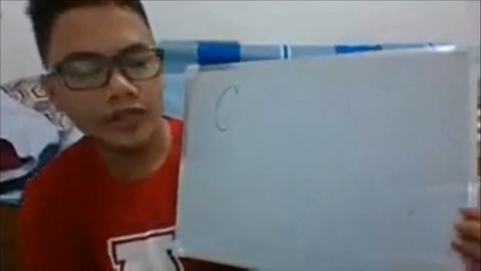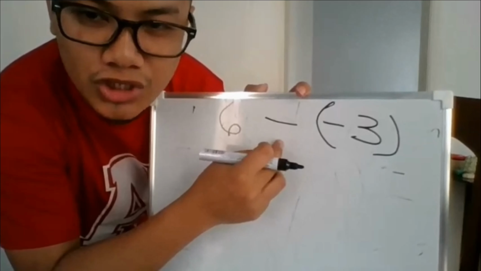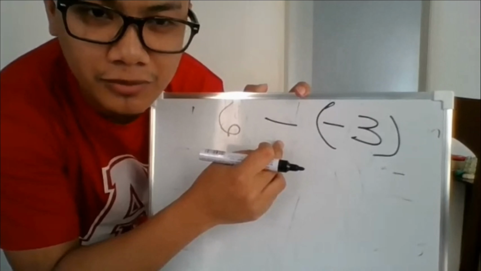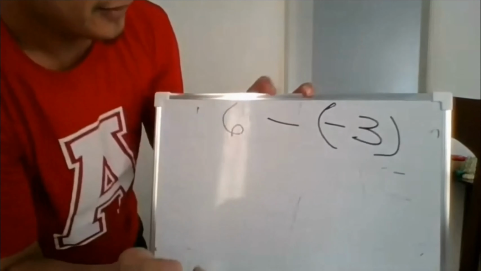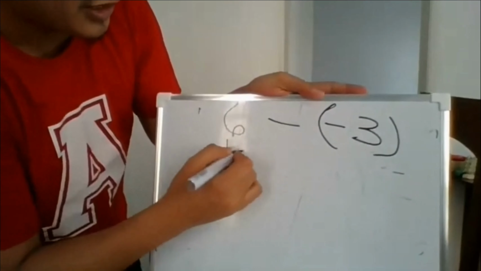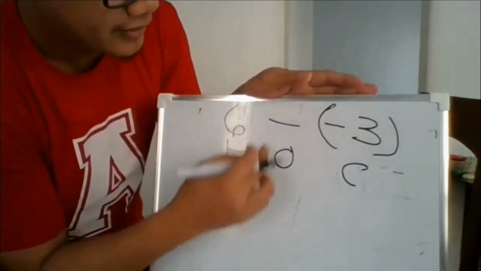Particularly on how to determine minus. Okay? So if you have 6 minus 3, follow KOC. Keep the first, so it will still be 6.